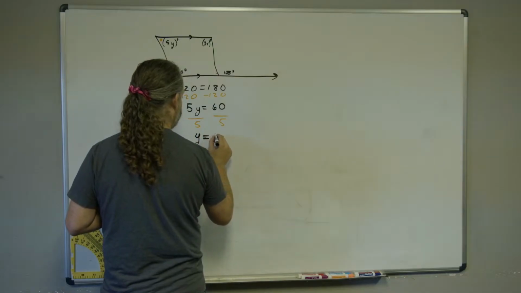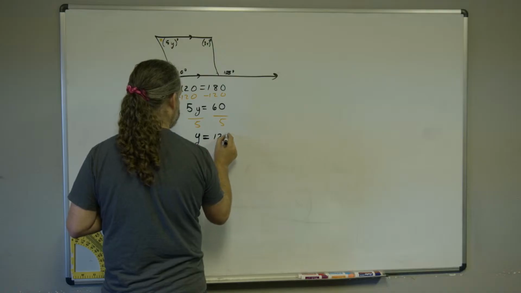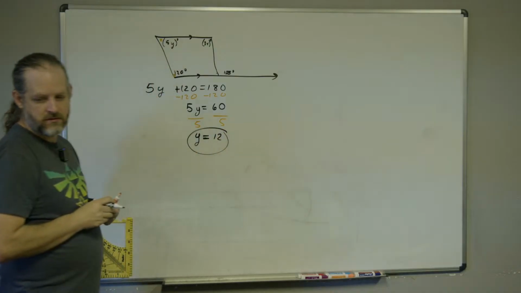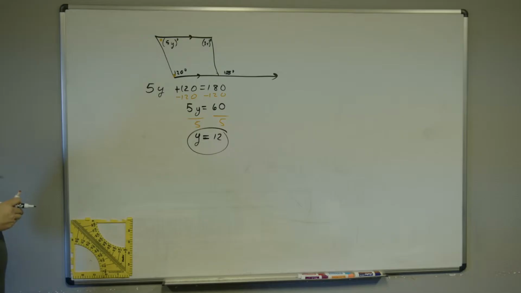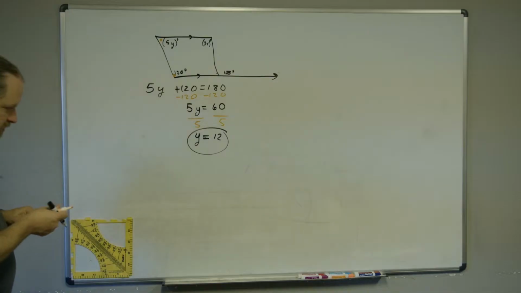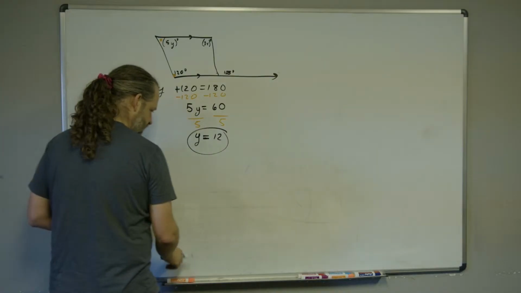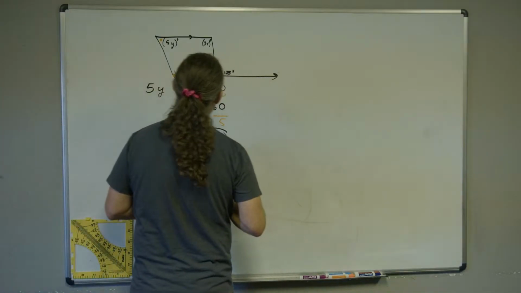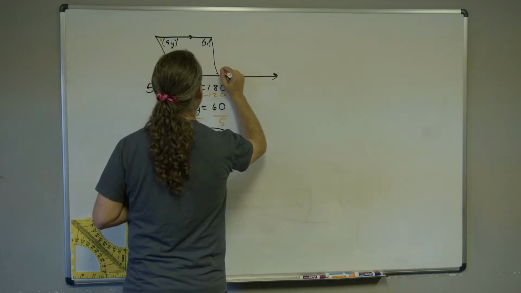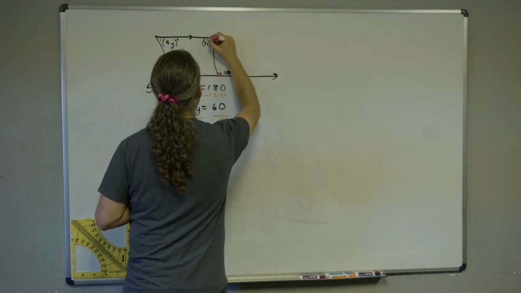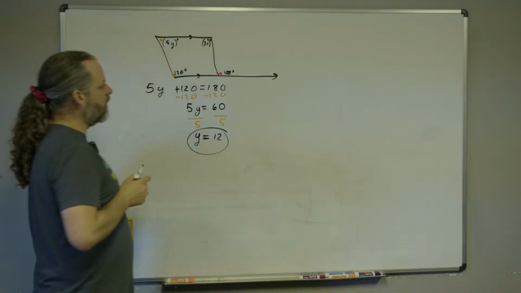So y equals 12. Right? Okay, now how can we get to x? Yeah, with the 108. That's true. So those two, grab a different color. This one and this one. What are those?